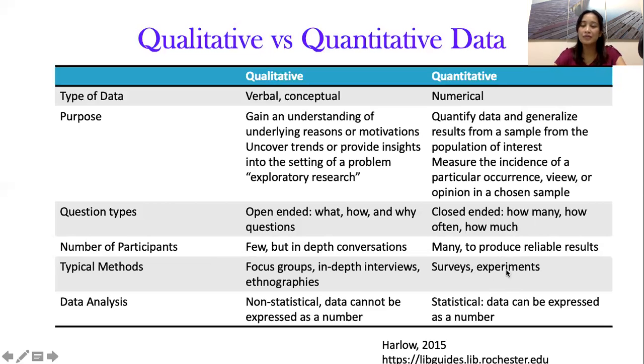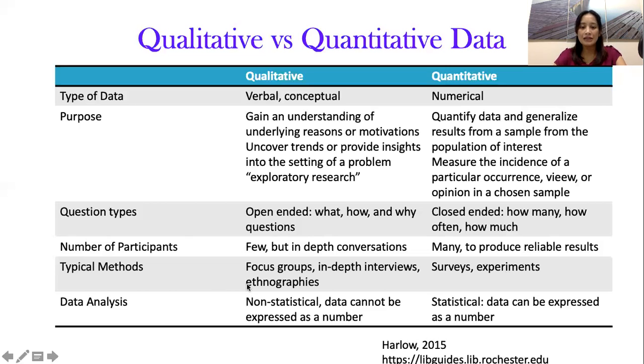So as part of experiments, you have your randomized controlled trials. That's an example of an experiment, experiments on humans. And you also have, let's say, your observational studies, your cohort studies, your chart reviews. Those are examples of quantitative data collection.